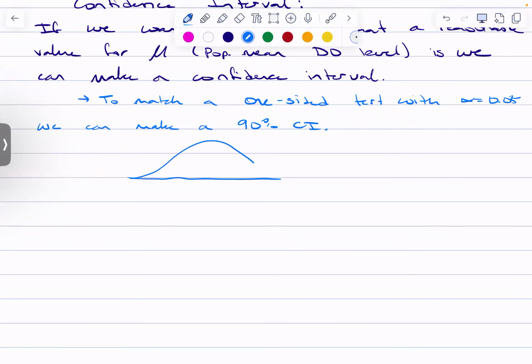And so the question would go something like this. Construct. I always ask you to make a confidence interval. It's the hypothesis testing. Is there evidence, right? Then you need to kind of talk yourself into it. But construct a 90% confidence interval for the mean dissolved oxygen level of the stream. Right? That's the population.